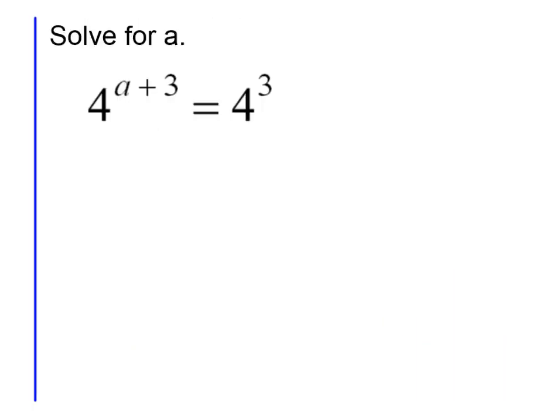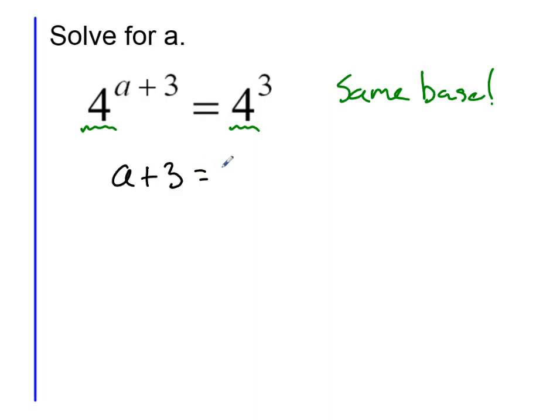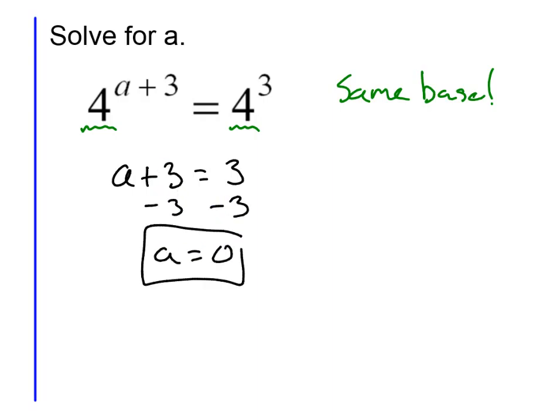In this problem, we are already given exponents on both sides. Notice how on both sides we have the same base, which is 4. Since the bases are the same, I now can just consider this as a problem of solving exponents. So a plus 3 has to equal the other 3. Let's subtract 3 on both sides, and that means my a is equal to 0. So a is equal to 0 is my answer.